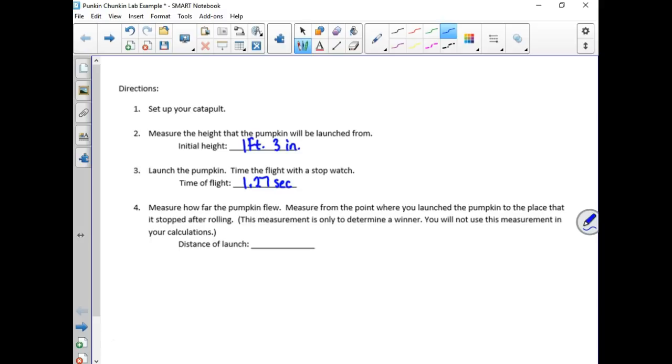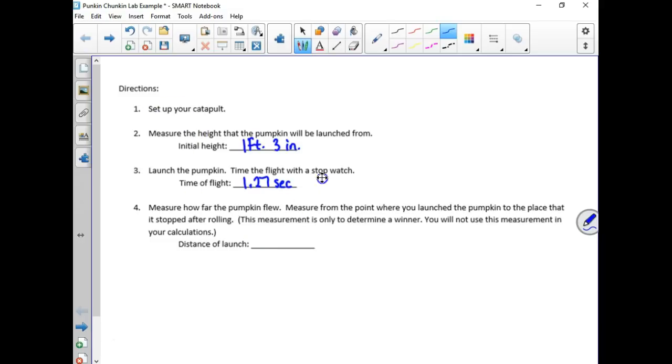The distance of the launch here does not matter. You are not going to use that number for the experiment. That's just for me to award your points for being first, second, third place. So do not use this number in any of your calculations.